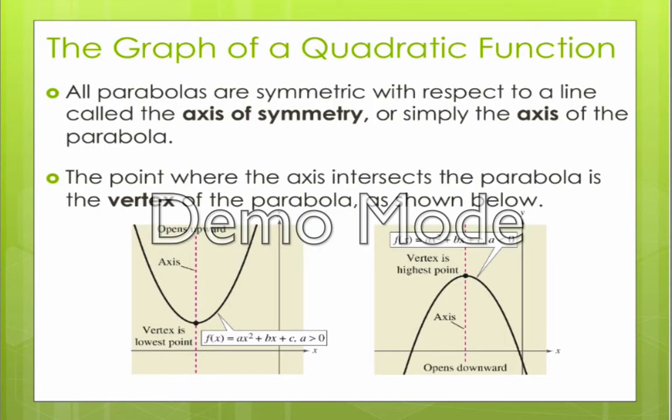The graph of a quadratic function. So all parabolas are symmetric with respect to a line called the axis of symmetry, or simply called the axis. So the axis of symmetry runs vertical and it cuts the parabola in half, and the left-hand side and the right-hand side are mirror images.